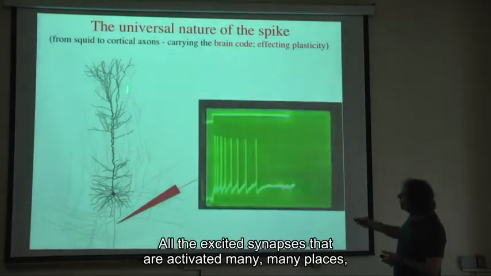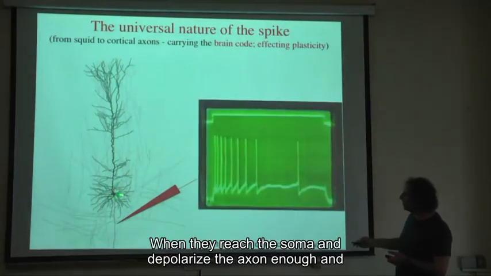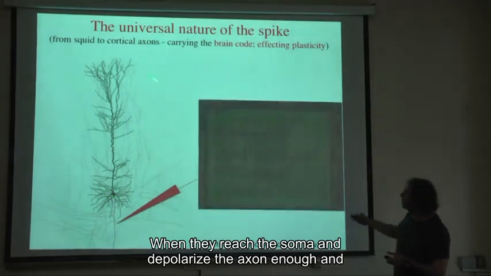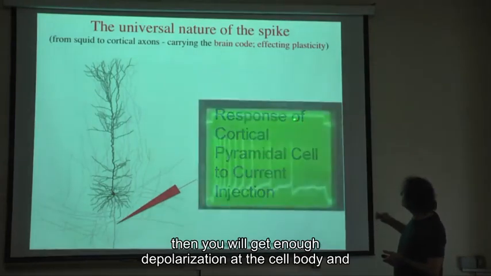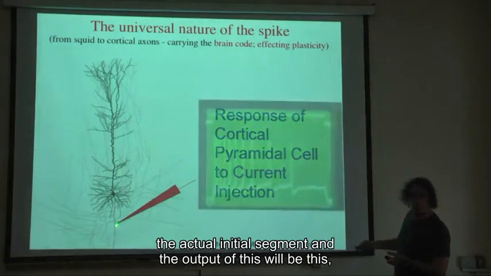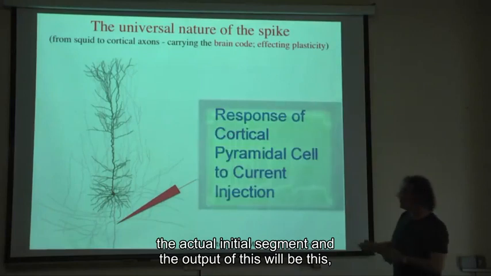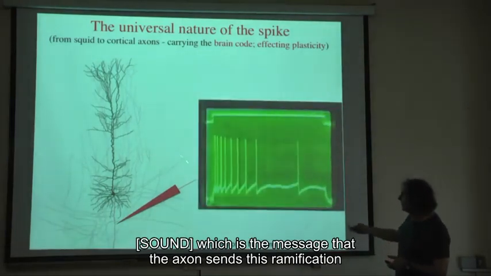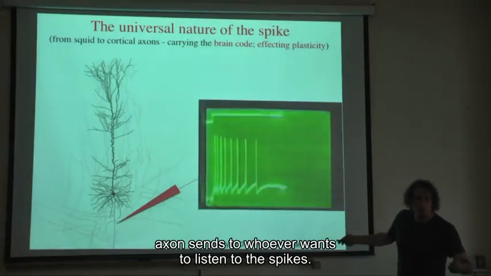All the excitatory synapses that are activated in many, many places, 10,000 of them, when they reach the soma and depolarize the axon enough, and not too many inhibitory synapses are active, then you will get enough depolarization at the cell body and the axon initial segment, and the output of this will be this tac, tac, tac, tac, which is the message that this ramified axon sends to whoever wants to listen to these spikes.